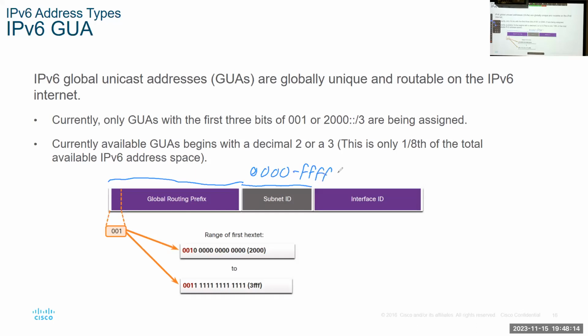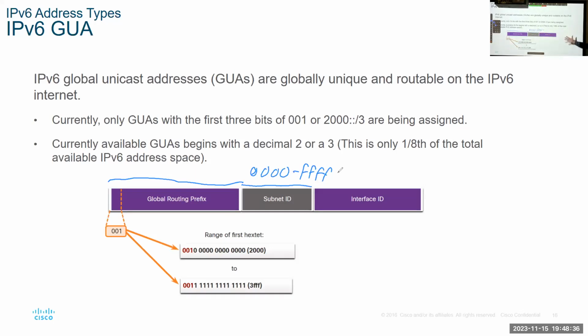And that's all there is to it. There's no subnet mask or anything like that. Whatever this global routing prefix is, doesn't matter. You want a subnet, your first subnet could be 0000. Your second subnet could be 0001. Your third one could be 0002, 0003, all the way up to FFFF.